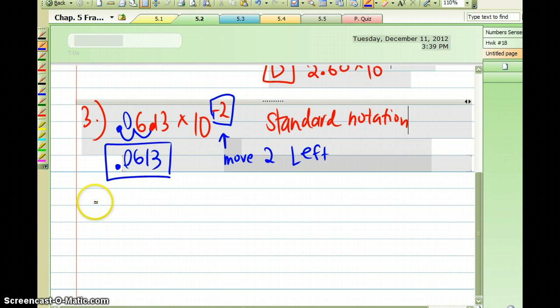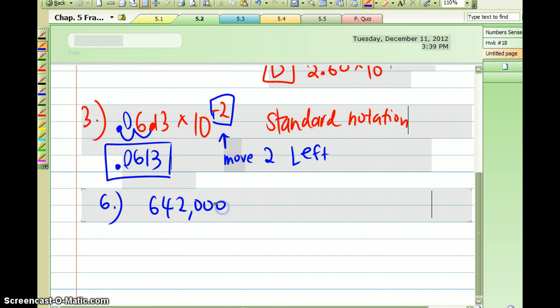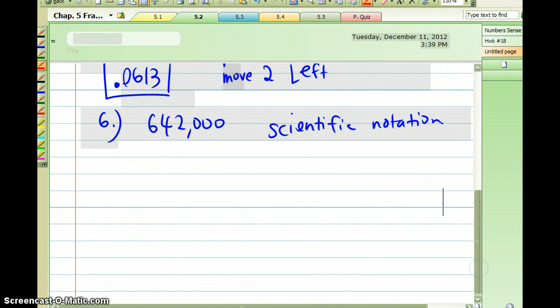I'm going to try number 6. If I have 642,000 and I want to write that in scientific notation, okay, so I have a standard number, but I want to write it in scientific, then what I need to do is, remember, the scientific number will begin with the first number being greater than 1, but less than 10. So I'm going to write 6, 4, and 2. I'm going to put my decimal right in between the 6 and the 4, because 6.42 is between 1 and 10. And then I'm going to multiply by a power of 10, and then I'm going to get an exponent.